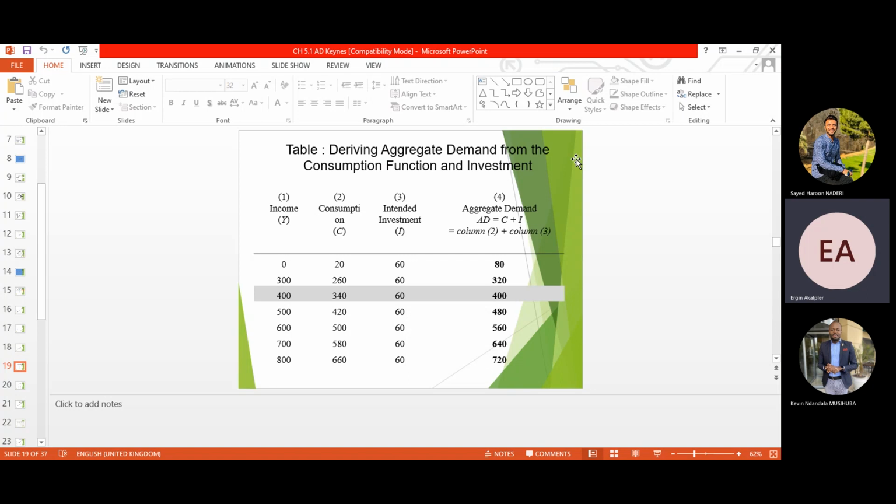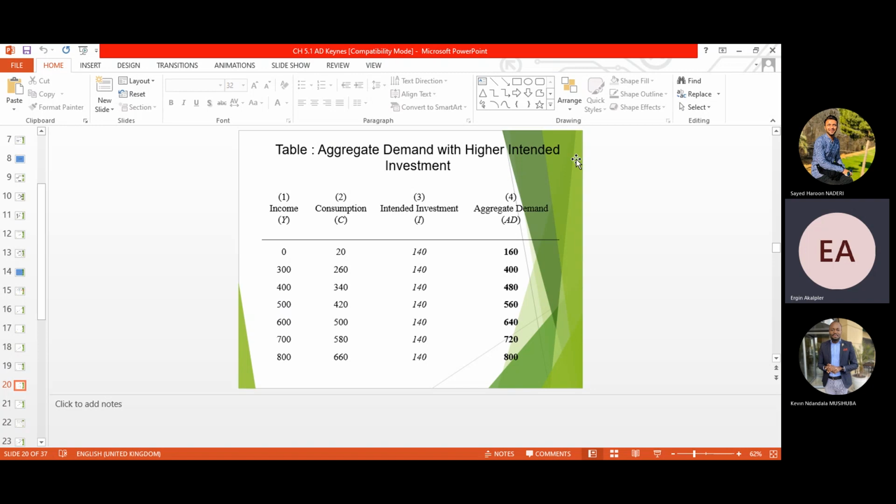And here we are again deriving aggregate demand from the consumption function and the investment. Because of the given information and parameters, we have the disposable income, consumption, intended investment, and the aggregate demand illustrated on this graph. When the income is 400, the consumption is 340, the investment, which is the saving amount, is 60, and aggregate demand, which depends on the income, or so-called disposable income, will become equal at that point.